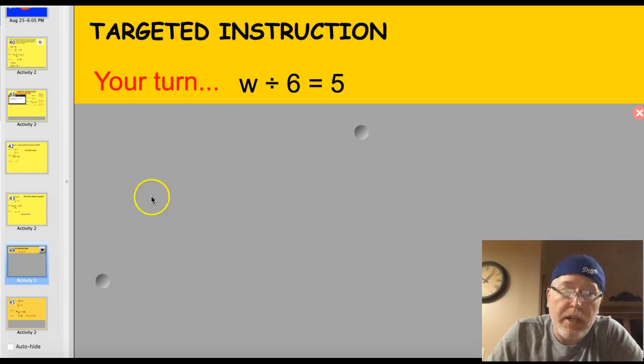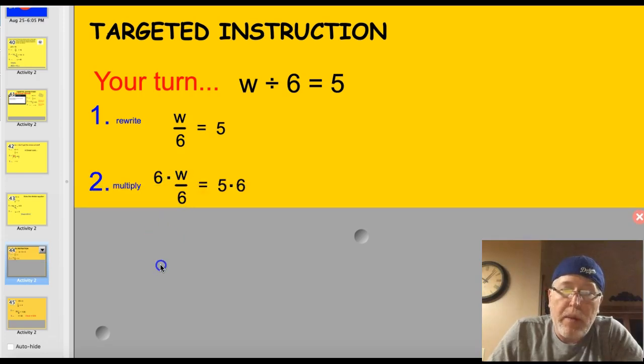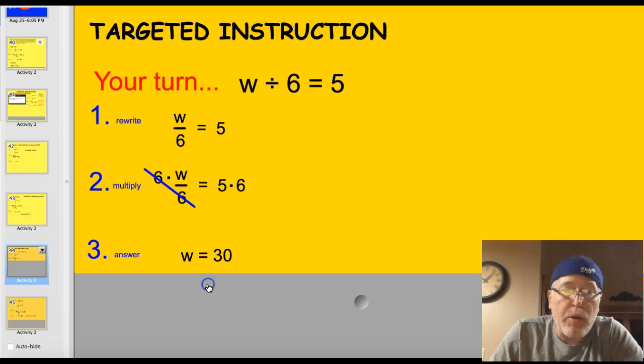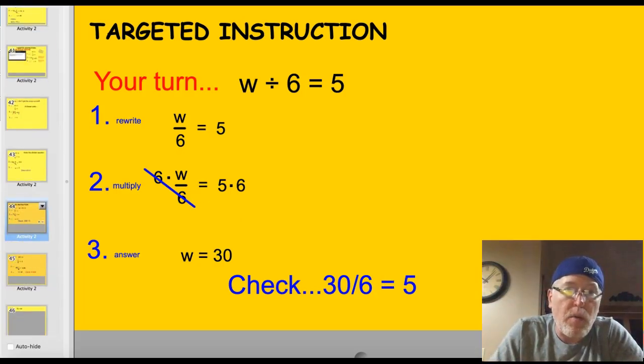Okay, let's see how you did. Number 1, did you rewrite it? W divided by 6 equals 5? Good. Okay, did you multiply both sides by 6? Did you show the crossouts? Really important. You had 5 times 6 on that side. Did you get W equals 30? Did you check your work? 30 divided by 6 equals 5. Bam! We are done.